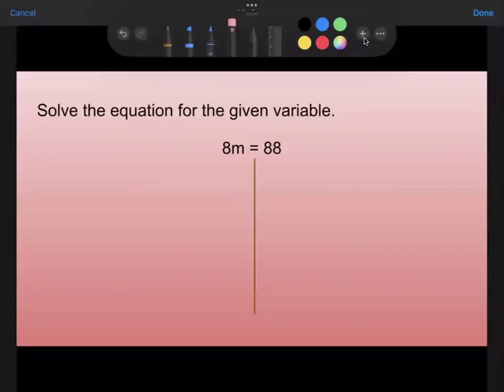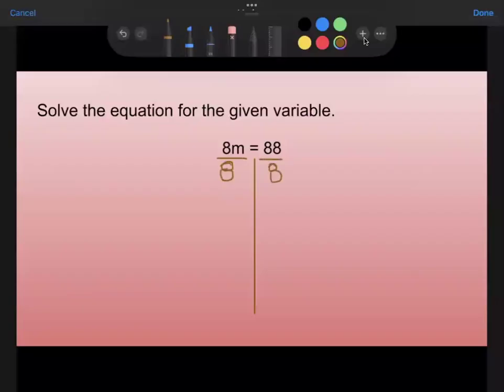It doesn't look like it, but anytime you have a number directly next to a variable with nothing in between, that means multiply. So the opposite of multiplying something by 8 is to divide it by 8. So I'm going to divide both sides by 8.